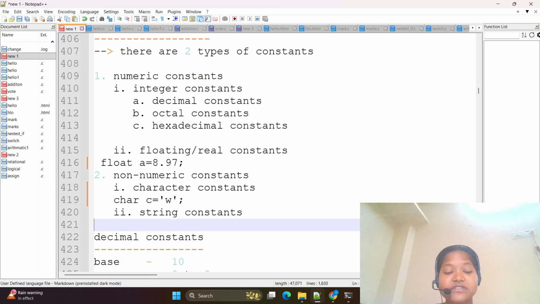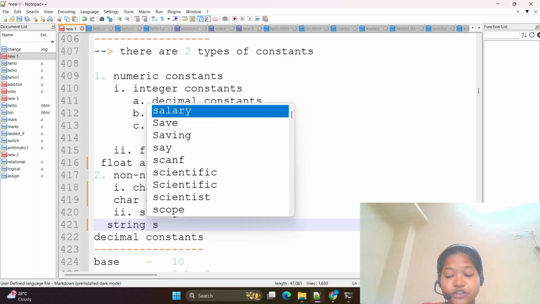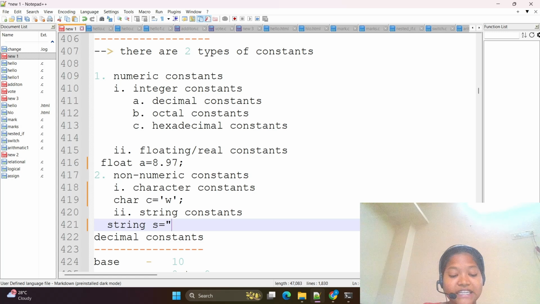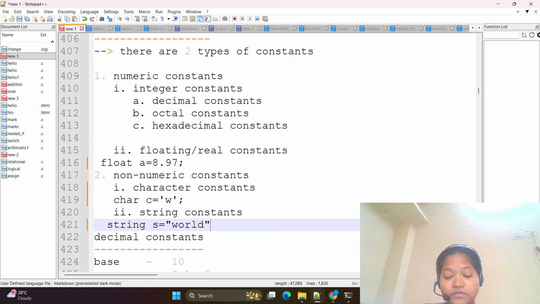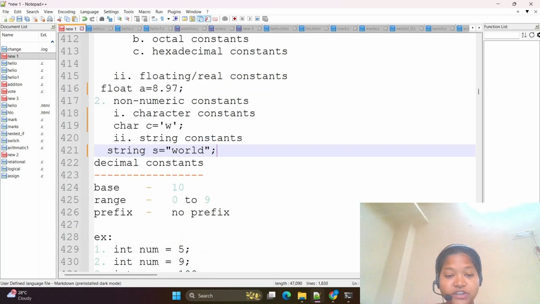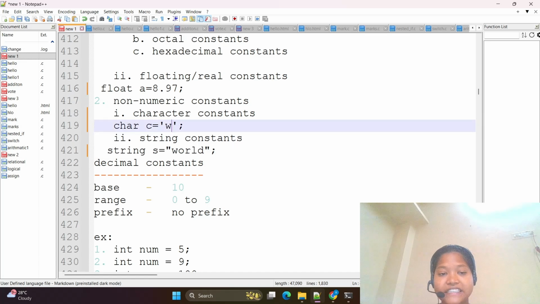And in string constant, it's like string s equal to, within double quotes, let's say world, double quote close and semicolon. It's a string constant. String means more than one character is stored, more than one character combined makes a string. Character means a single character, but in a string more than one character would be there.